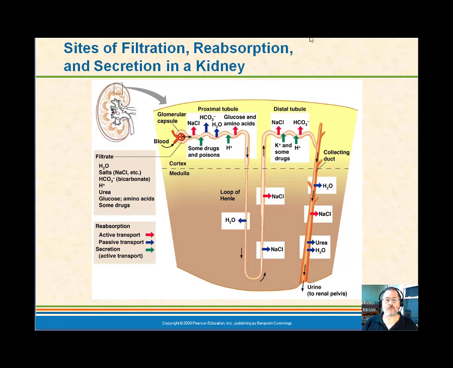So, sites of filtration, reabsorption, and secretion. This is just a graphic that shows you this. We have filtration occurring in the glomerulus. We have reabsorption occurring in the proximal convoluted tubule and a little bit in the loop of Henle. Then we start having secretion at the latter part of the loop of Henle and into the distal tubules. So if I were to ask you where this particular process occurs, you should be able to name either the glomerulus, the proximal convoluted tubule, or the distal convoluted tubule.